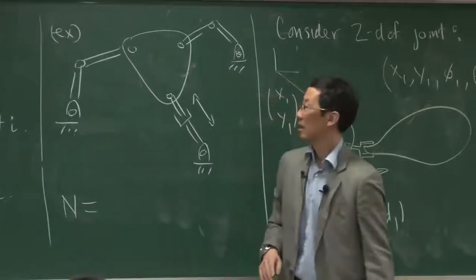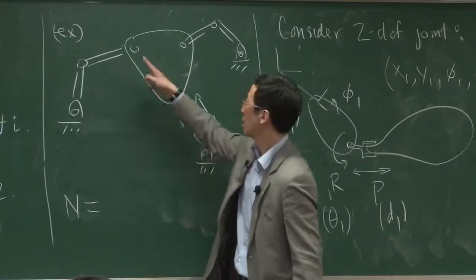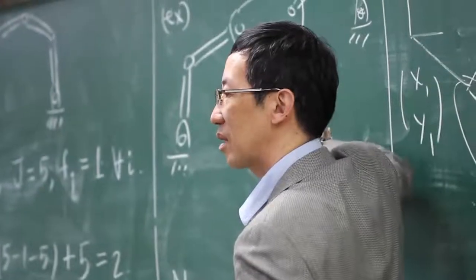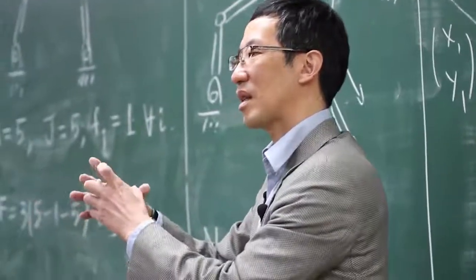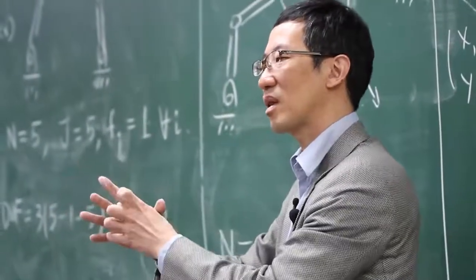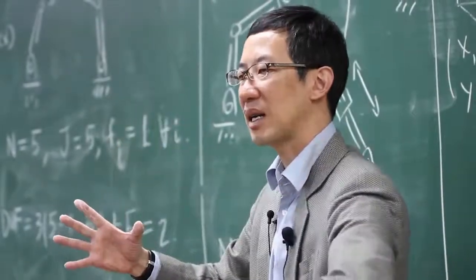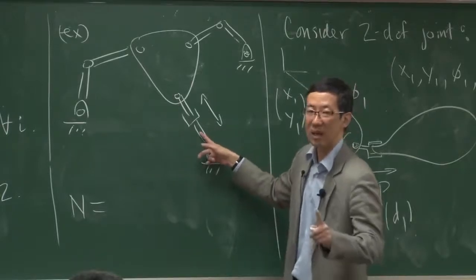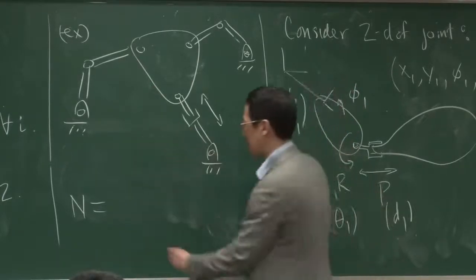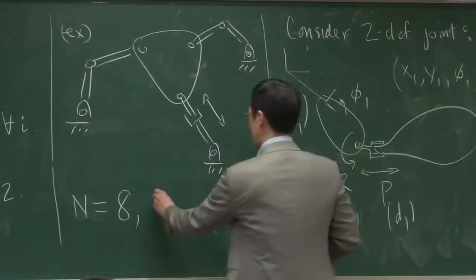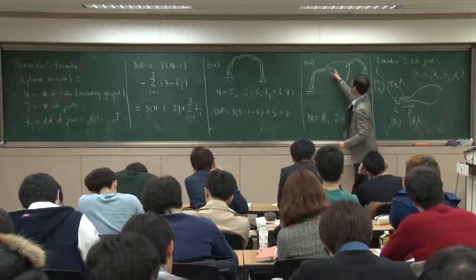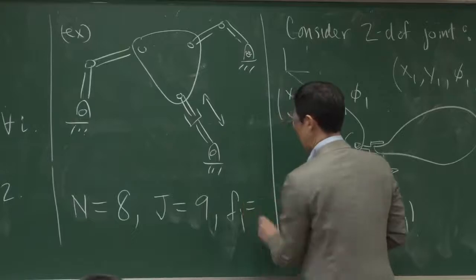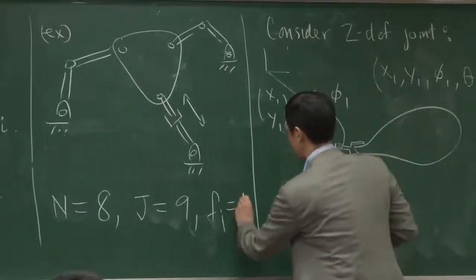Number of links: 1, 2, 3, 4, 5, 6, 7. Remember, a joint is something that connects 2 rigid bodies. So if you see a joint, there has to be 1 rigid body on this side and another rigid body on the other side. So 7, and then, don't forget, ground. So that's 8. Number of joints: 1, 2, 3, 4, 5, 6, 7, 8, 9. And the degrees of freedom, all 1 degree of freedom joints, so it's 1.